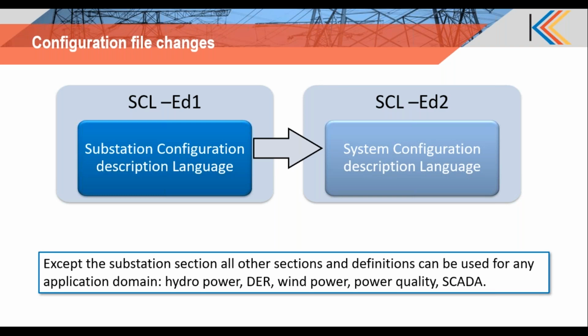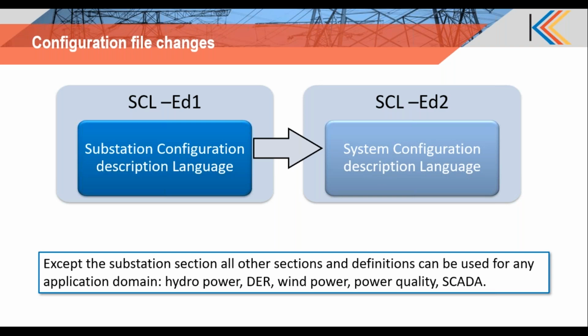And as you know, in an SCL file, we'll be having multiple sections. There will be a substation section, there will be a communication section, and there will be a device section where all the details of the IEDs and the logical nodes and all those things will be there. So broadly, we can divide the SCL file into these sections: the communication section, the substation section, and the IED section.